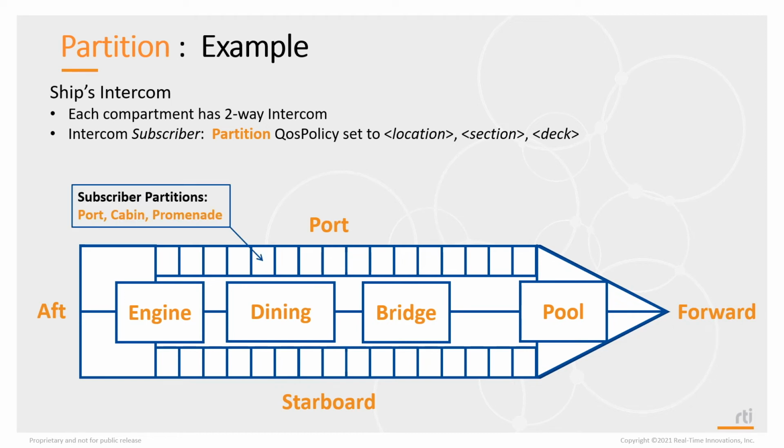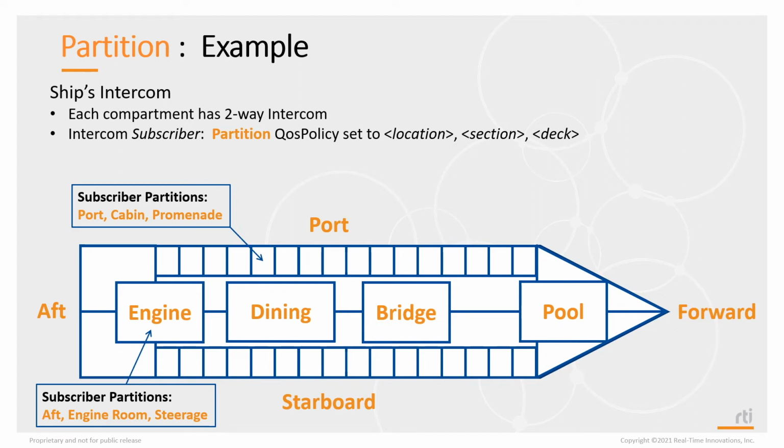So here's an example, that particular cabin there may subscribe, its application may set a subscriber partition to port because it's on the port side of the ship. It's a cabin. Okay, so it's the cabin section, or it's a type of room that it is, and promenade deck. It's on the promenade deck. Whereas here we have the engine room. Okay, engine room is on the aft side of the ship.